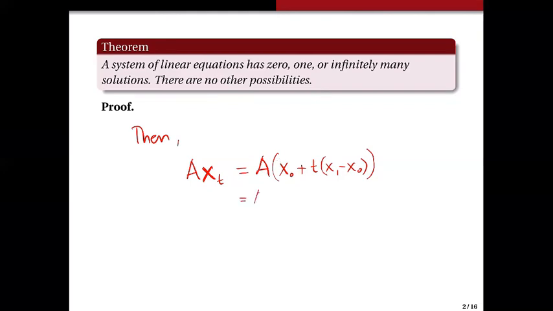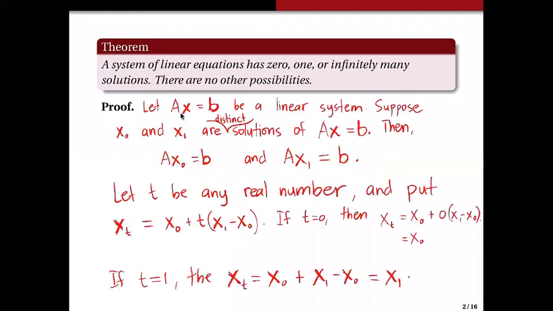So this is equal to A x sub 0 plus, this is a scalar. The t is a scalar here. It's any real number. So it can go in and out of products of matrices. So in particular, we will have here t times A times x sub 1 minus x sub 0. Okay? And then x sub 0, it was a solution of this equation. Therefore, this equation is satisfied.